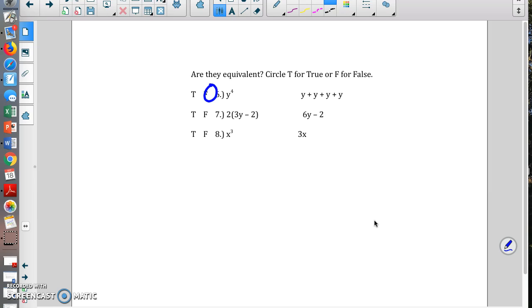So on this second one, we're going to distribute the 2 to simplify it and see if we get 6y minus 2. That is 6y. But then 2 times negative 2 is negative 4. So are they equivalent? No, they are not. So that would be false.